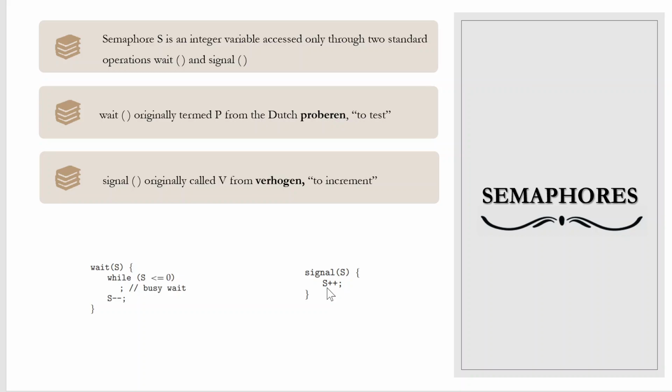All modifications to the integer value of the semaphore in the wait and signal operations must be performed indivisibly. That is, when one process modifies the semaphore value, no other process can simultaneously modify that same semaphore value. In addition, in the case of wait of S, the testing of the integer value of S, that is S less than or equal to 0, as well as its possible modification S minus minus, must be executed without interruption.